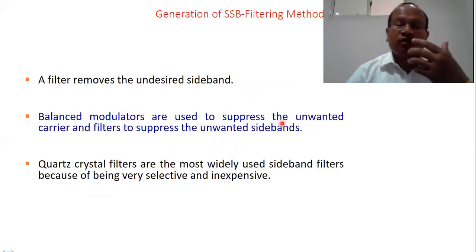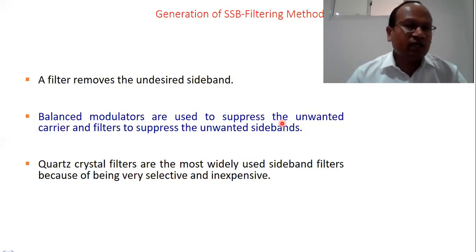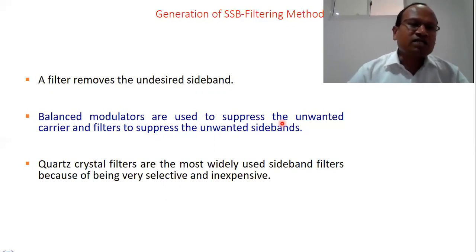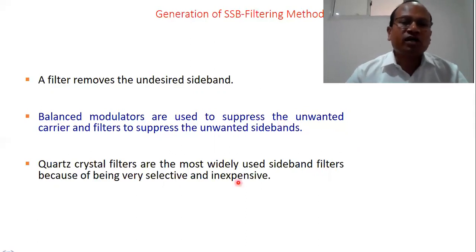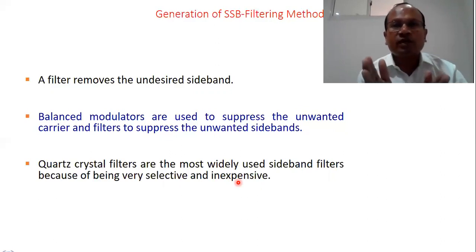When the balanced modulator is used, it will generate two sidebands. So what we will do, either of the sidebands will be passed, and the remaining sideband will be removed. Quartz crystal filters are most widely used as sideband filters because of being selective and inexpensive. We use the crystal filter.